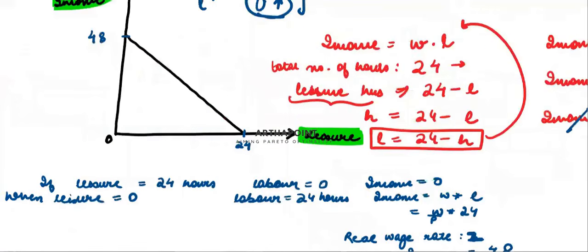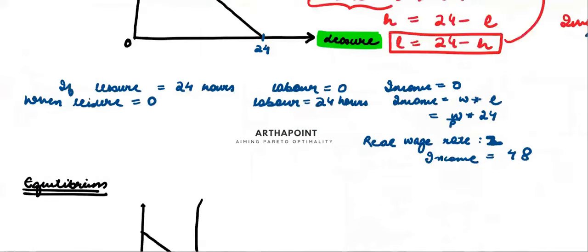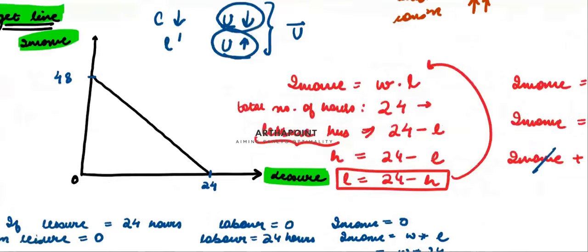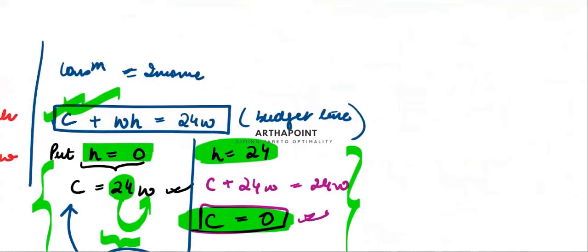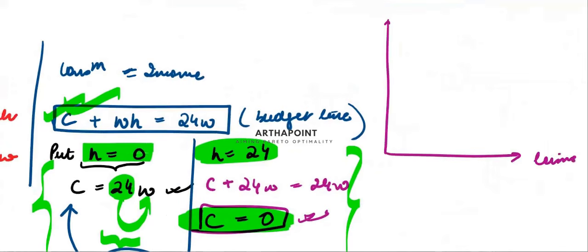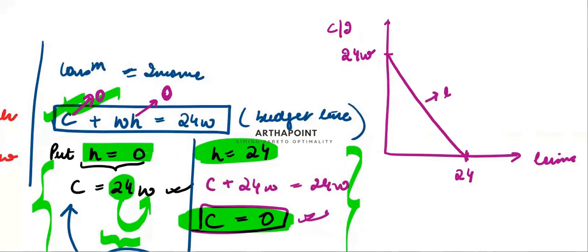Now let's go ahead and try to plot this. So this is how I have plotted it. You just have to take here the extreme points. So just take leisure here and take income or consumption here. When leisure is 0, when you put 0 here, what will be your consumption? 24W. And when you put consumption as 0, what will be your H? It will be leisure, it will be 24. Just join this. This is your budget line.